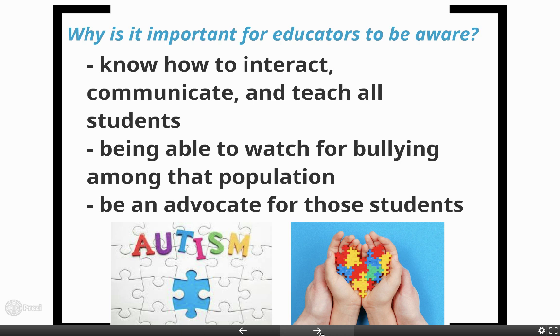It's important for educators to be aware of the autism population in their schools so that they know how to interact, communicate, and teach all of their students. They'll be able to watch for bullying and possibly prevent bullying in that population of students, and they can be an advocate for the students that have autism, overall, making the school and classroom a more welcoming environment.